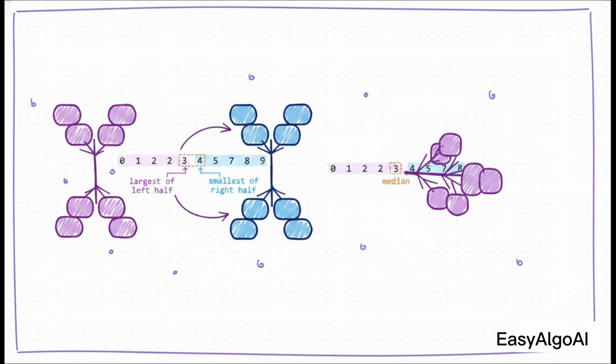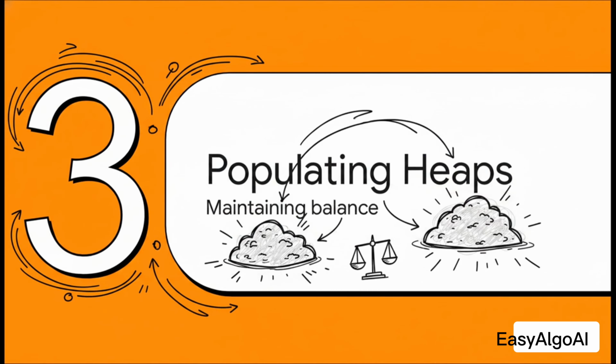We do not need a fully sorted list. We just need a way to efficiently pull the maximum of one group and the minimum of another. And hey, if we have an odd number of elements, we just grab the largest value from the left group. To do this super fast, we use heaps, a max heap for the left side and a min heap for the right. Section 3. Populating and balancing heaps.